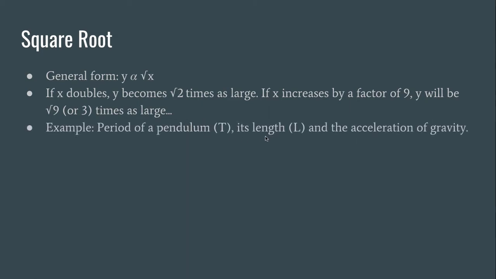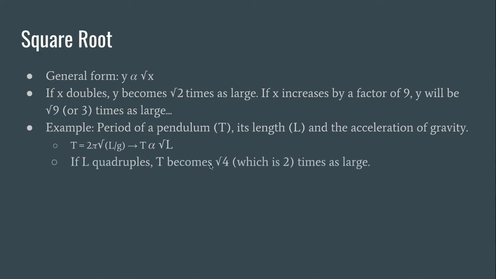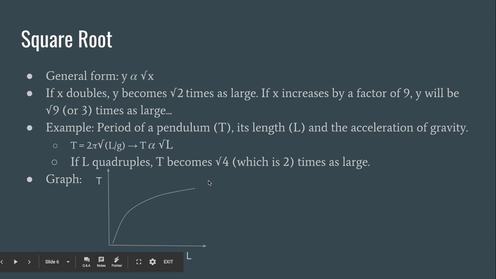So the period of a pendulum and its length are related by a square root relationship. So here's the equation. The period of the pendulum is equal to 2 pi square root of L/g. I ignore everything except for the L, but the L is under the square root, so I end up with T is proportional to square root of L. If L quadruples, T becomes square root of 4, right, because I put 4 in here for L. T becomes square root of 4 times as big, which is 2 times as big. And a graph of that curves this way.